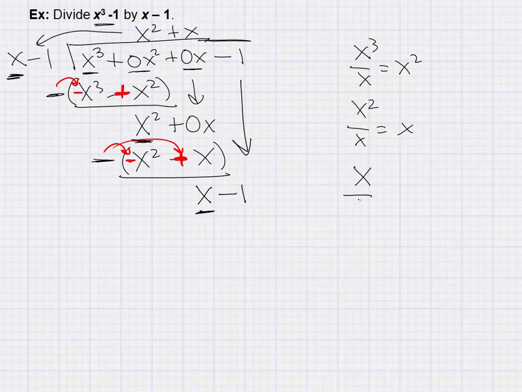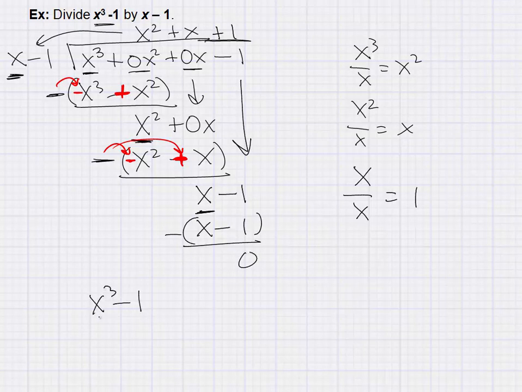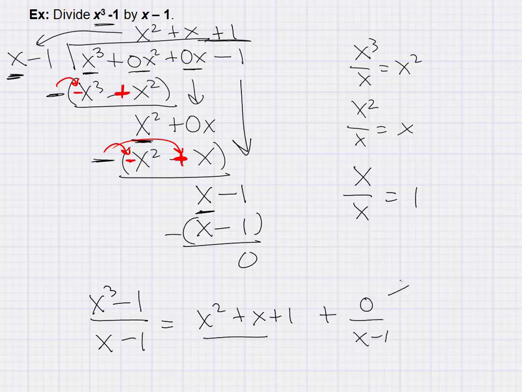Divide again. X divided by x gives me 1. Put a plus 1 up here. Multiply. I have x minus 1. I subtract. I get 0. So what does that tell me? It tells me that x cubed minus 1 divided by x minus 1 equals x squared plus x plus 1 plus 0 over x minus 1. Quotient plus remainder over divisor. But since this is 0 over x minus 1, we don't really have to write that.